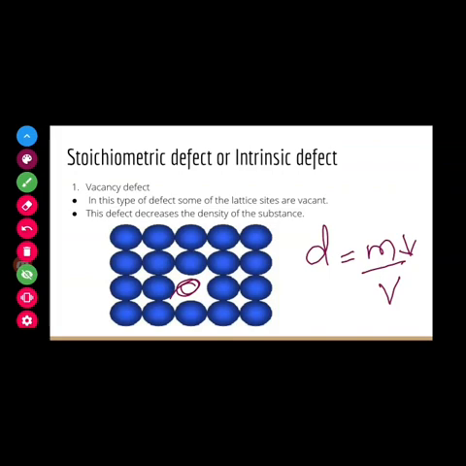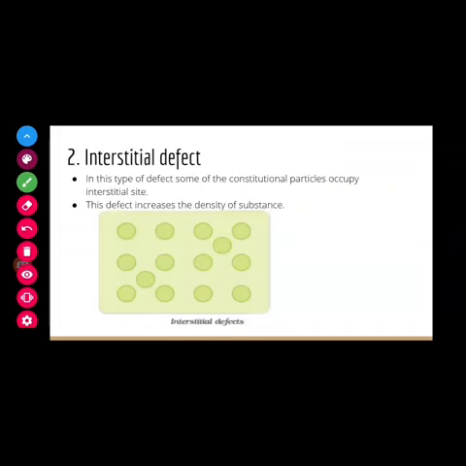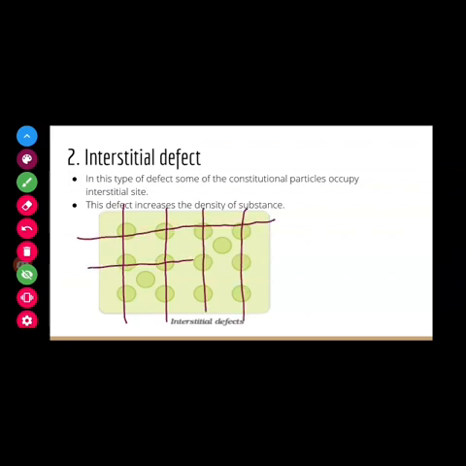Okay, so next we'll move on to the next type of defect, that is interstitial defect. In interstitial defect, the particles are arranged in columns and rows, but can you see there are some particles which are not aligned? Some particles are present in between. These places are known as interstitial sites, so this type of defect is known as interstitial defect.